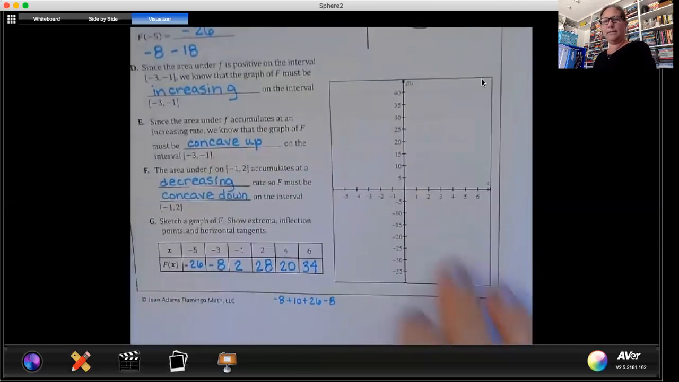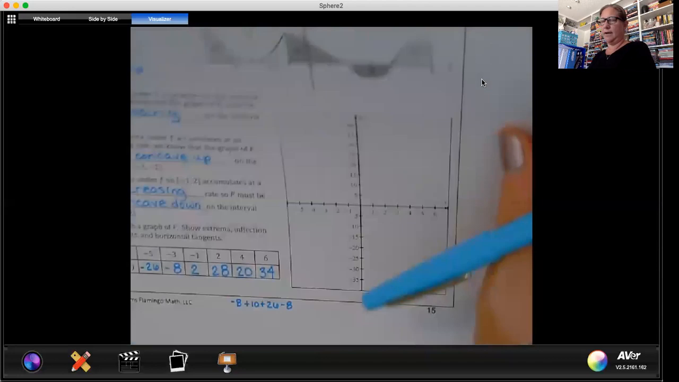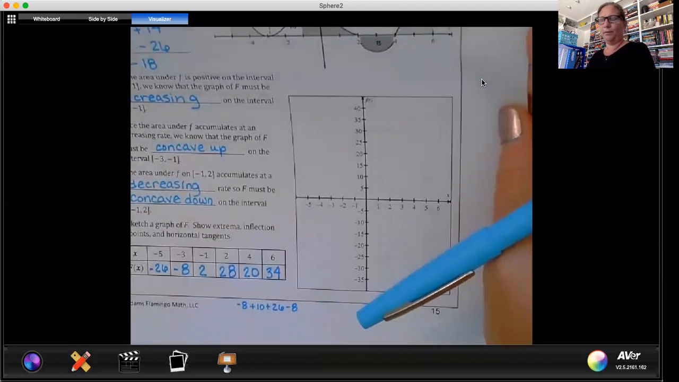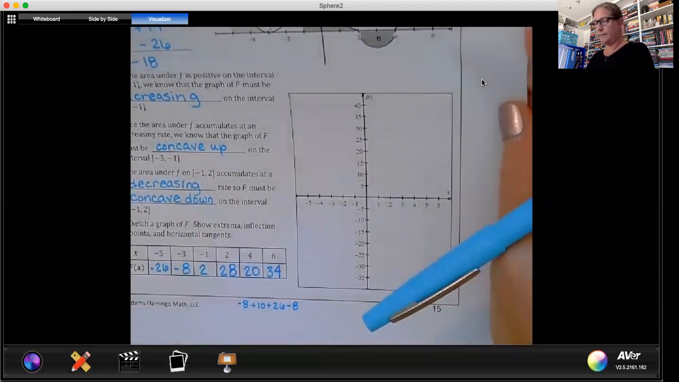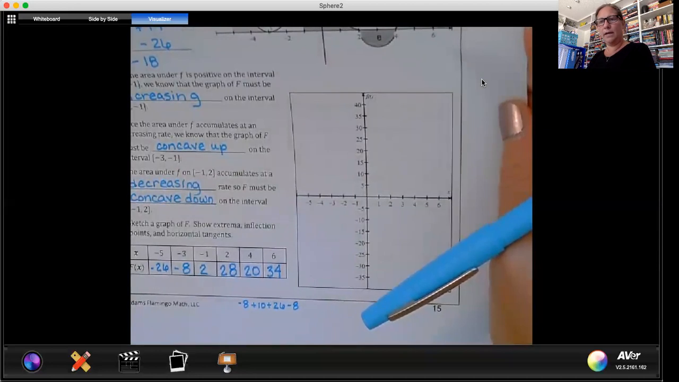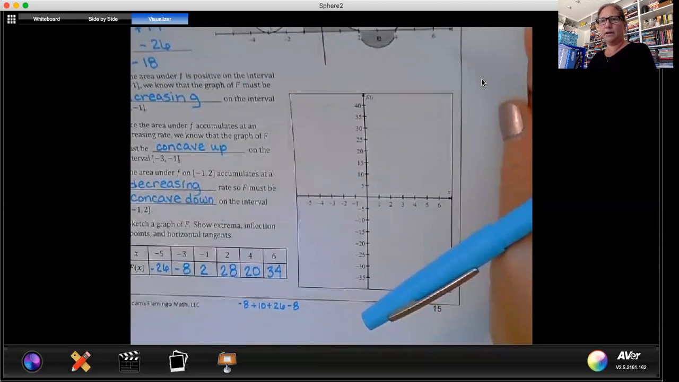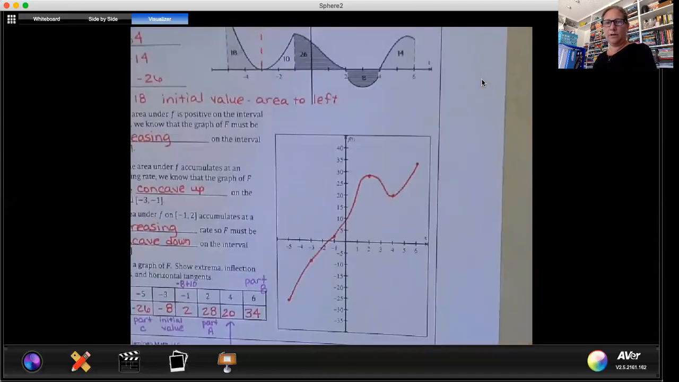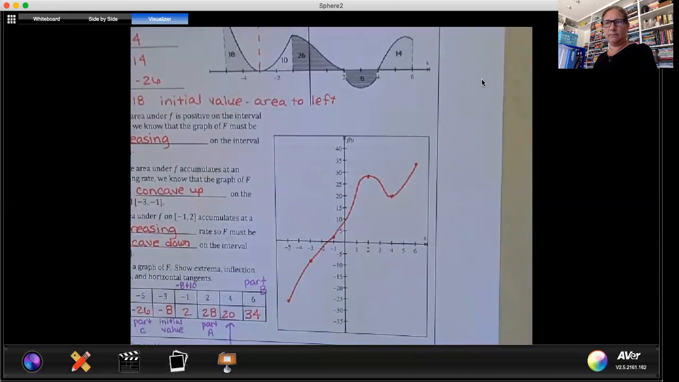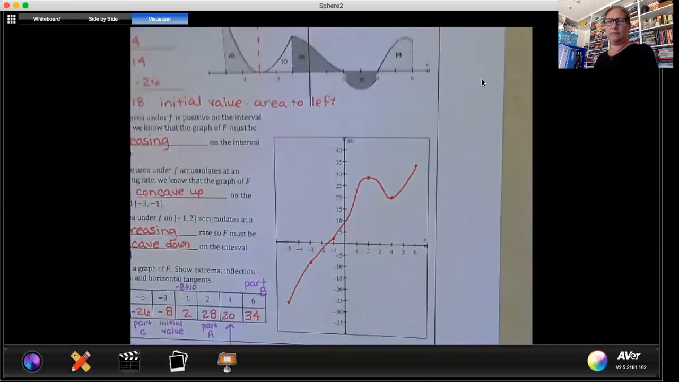So we're going to plot those points here on our graph, connect our dots, and then we'll move on to the next problem. So if you want to pause your video, go ahead and graph those. We'll check your graph in just a second. Here's what your graph should look like. And we're going to move on to our last page.